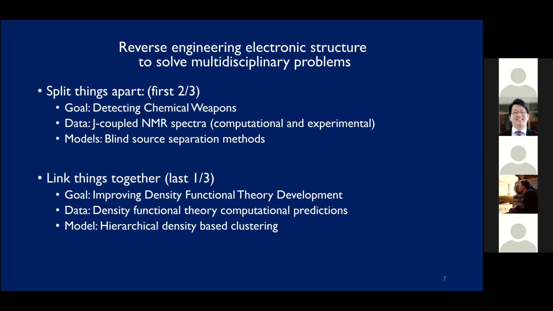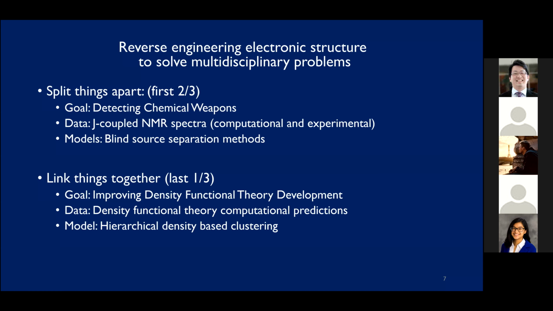And so for the first 2/3 of my talk, I'm going to talk about detecting chemical weapons, chemical warfare agents. And like all machine learning, you usually have some data and you have some model that you train or learn. The data I'm going to be using is a really neat type of spectroscopy called J-coupled NMR spectroscopy, and we'll be using both computational and experimental versions of this. The models that we're going to train are blind source separation methods, a large class of machine learning algorithms.